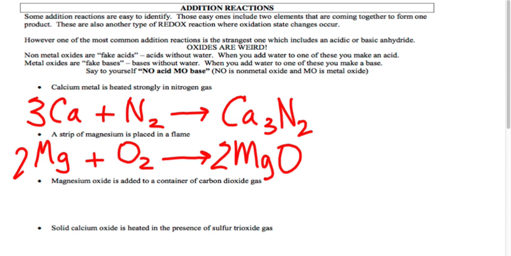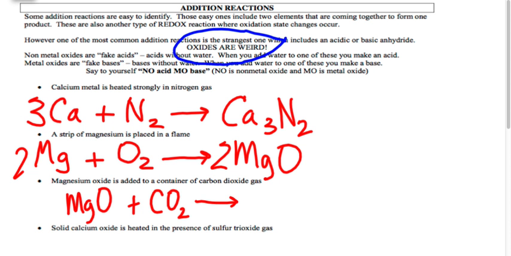Now here's some special ones. Magnesium oxide is added to a container of carbon dioxide. And I'm hoping you're thinking, what the hell? Because I want you to be thinking that right now. There's a couple rules that are going to be super duper helpful, and I want you to put this in your head. Oxides are weird. If you see an oxide from here on out as reactants, I want you to go, oh, there's something going on I have to do.